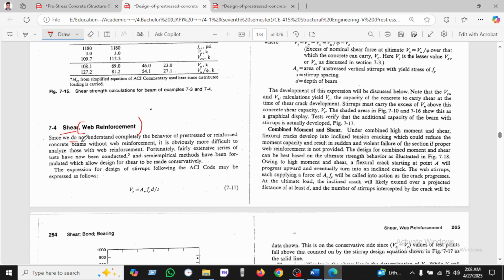Since we do not completely understand the behavior of stressed reinforced concrete beams without web reinforcement, it is obviously more difficult to analyze those with web reinforcement.